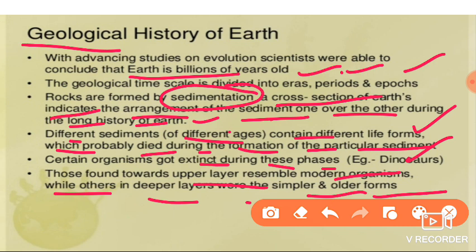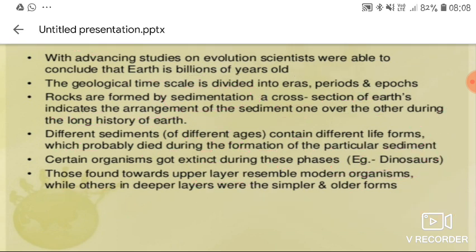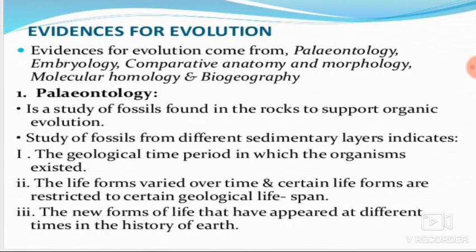One example they have given is dinosaurs. Students, we already studied that the earth originated at a certain time, and then over so many years many species went extinct and many new species arose. For all these things we need scientific proof, scientific evidence.